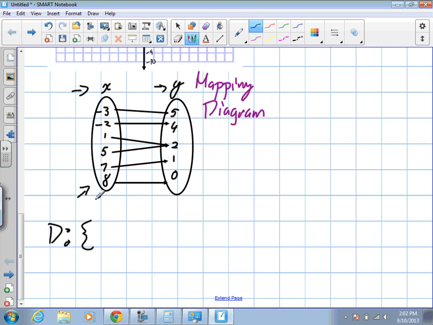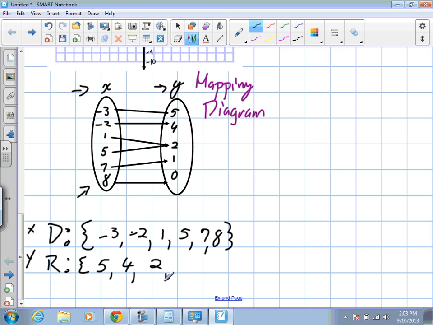Our domain is all of the x values. So in this case, -3, -2, 1, 5, 7, and 8. These are x values. Okay? Our range represents our y values. And again, from a mapping diagram, it's really easy to discover what our range is. Our range is 5, 4, 2, 1, and 0. And that's it. We've separated.